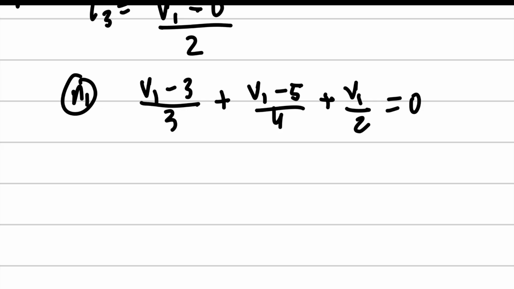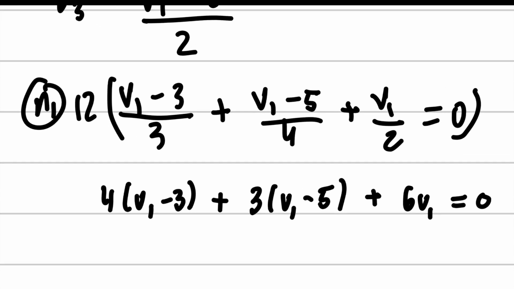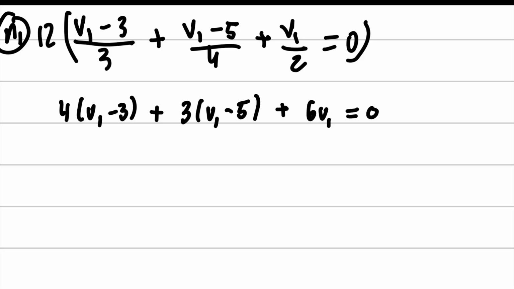We can just multiply everything by 12. So we're going to get 4 times V1 minus 3 plus 3 times V1 minus 5 plus 6V1 equals 0. Now please be careful. I make so many mistakes doing this as well, and it really does suck. In fact, let's just make sure that everything is correct. So we got 12 over 3, yes. Okay, yeah, everything looks good right now.